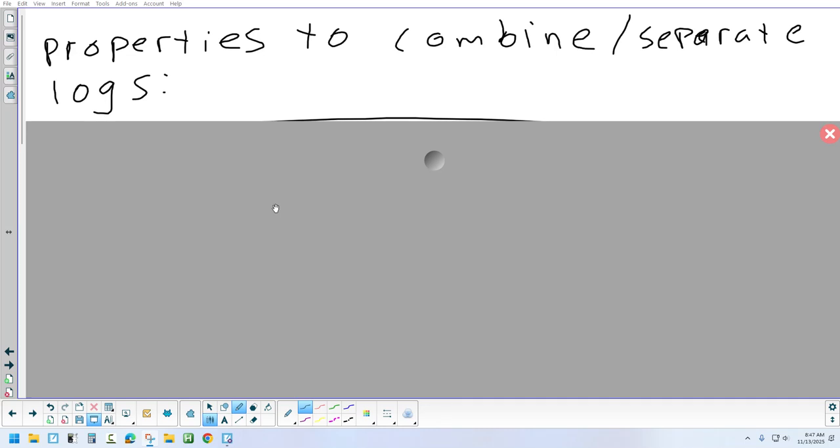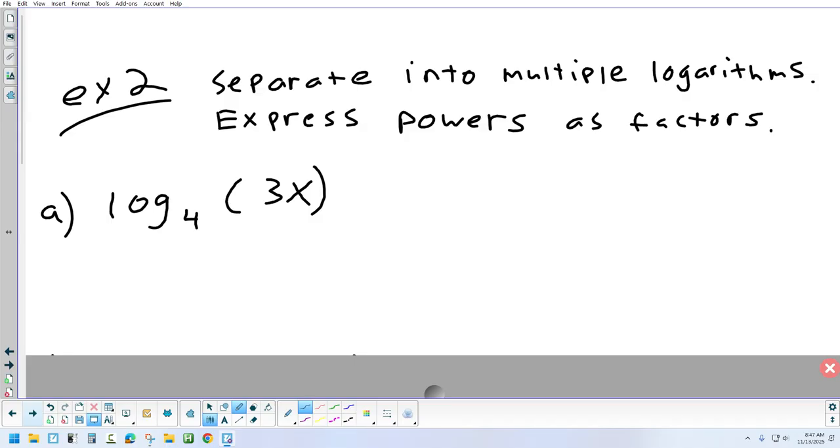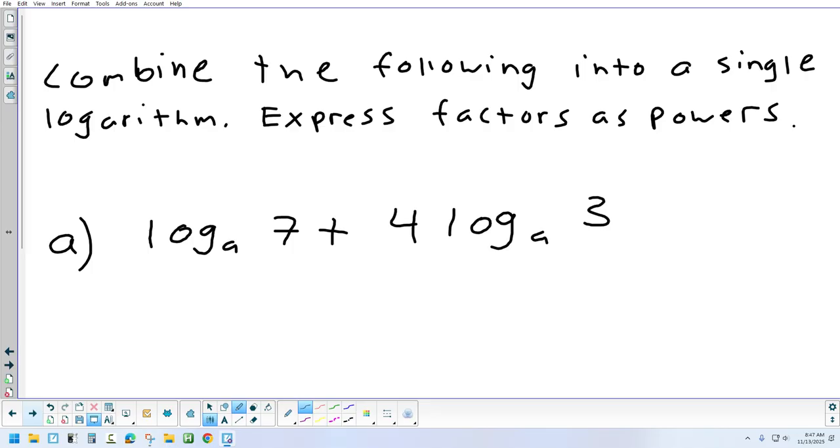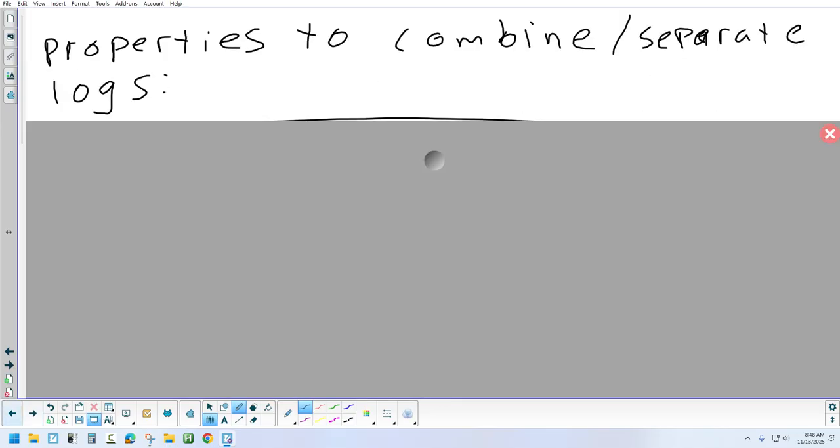Finish up looking at section 5.4. So the very last thing we didn't get to yesterday in part 1 was properties we can use to either take two logarithms that have an argument that's combined and separated, or take two logarithms that have already been separated and combine them into one. Okay, so those are the properties that we're going to take a look at.